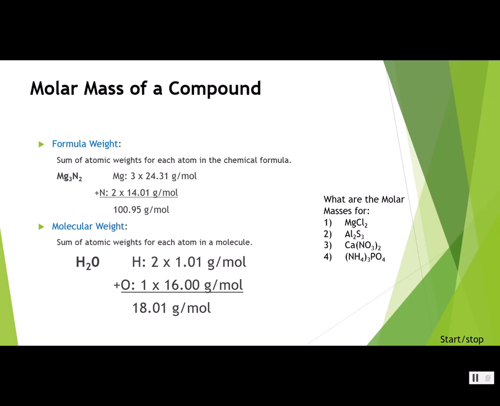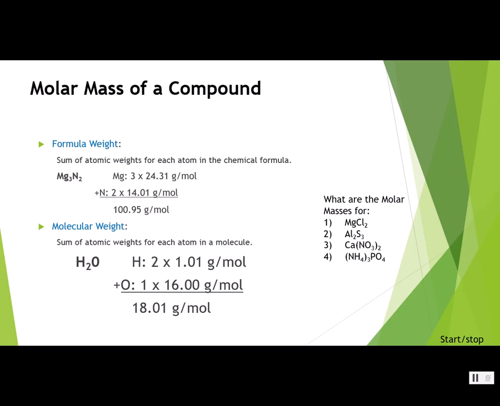Because to find the molar mass of a compound, you need the balanced chemical formula, and you sum the individual atomic weights for each atom in that molecule, and then slap a grams per mole sign on it.